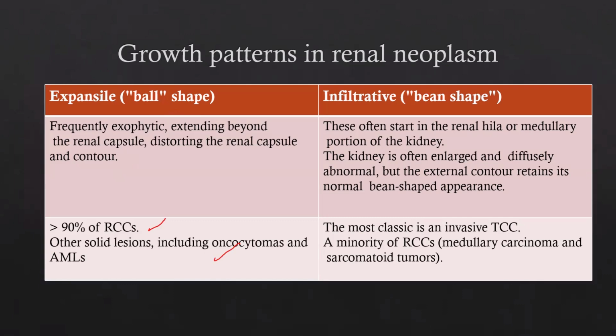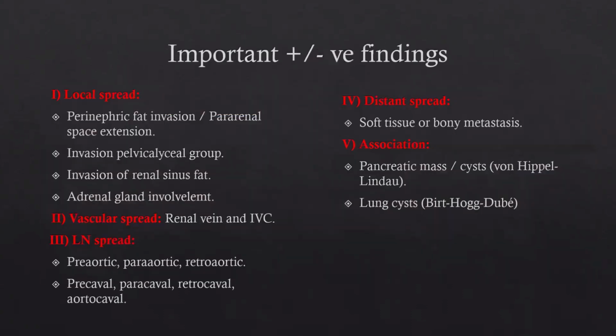We have another, infiltrative growth. If the mass starts at the renal hilum or medullary portion of the kidney, the kidney will be diffusely enlarged, but it will keep the normal shape of the kidney, the bean shape, which will be maintained. This will be infiltrative growth, as you see in invasive transitional cell carcinoma and the minority of RCC such as medullary carcinoma. I would like also to add something very important.